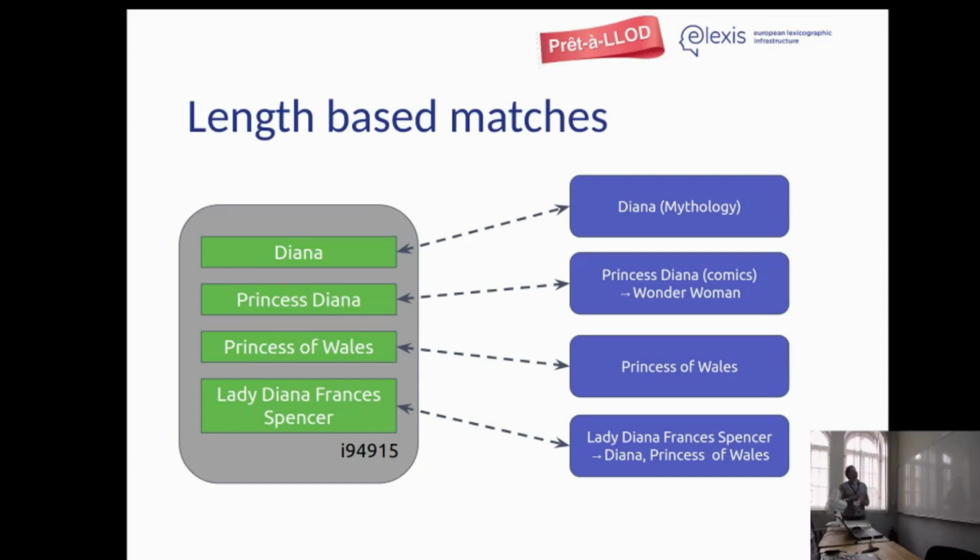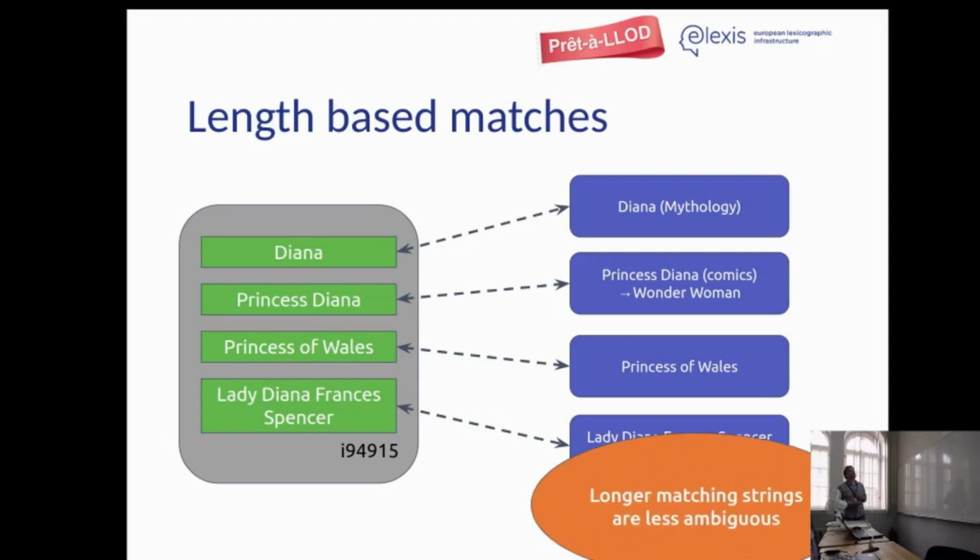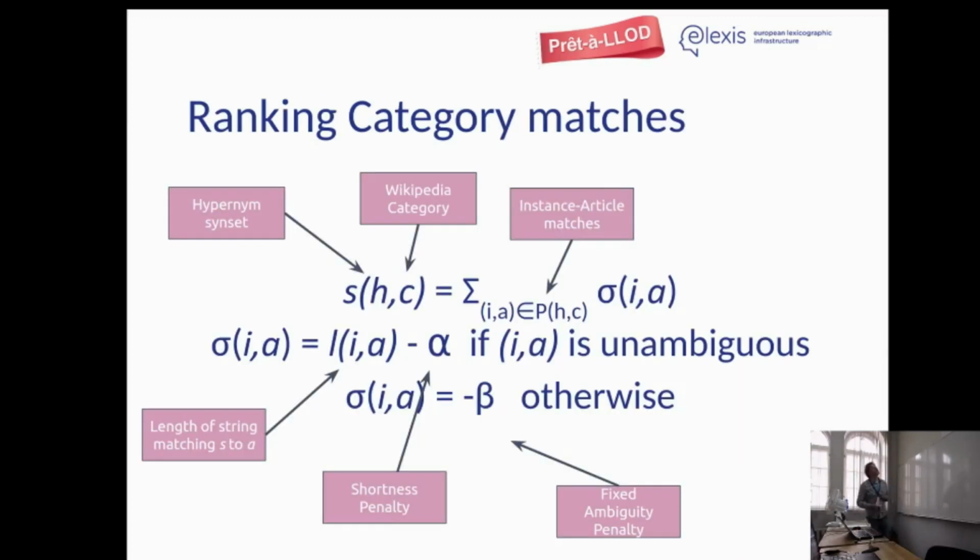So, in fact, Diana is about a character from mythology. Princess Diana is actually Wonder Woman. The Princess of Wales refers to the title of Princess of Wales, which of course is now held by a different person. But when we have the longest string match, Lady Diana Frances Spencer, matching to a page called Lady Diana Frances Spencer, which redirects to Diana, Princess of Wales, then we can be pretty certain that we've actually made a mapping here and that this is the page that we want. So the longer the string matching, the less ambiguity we have.